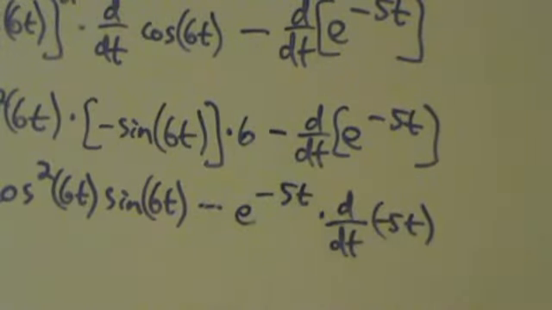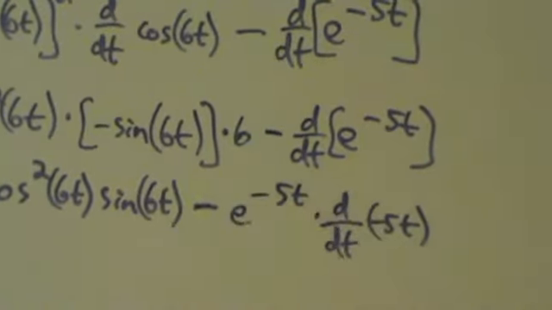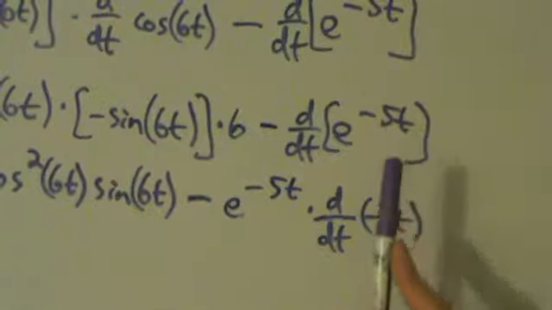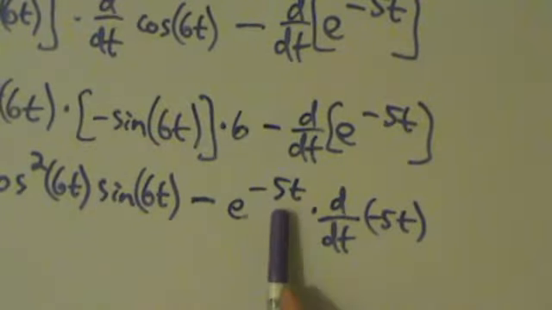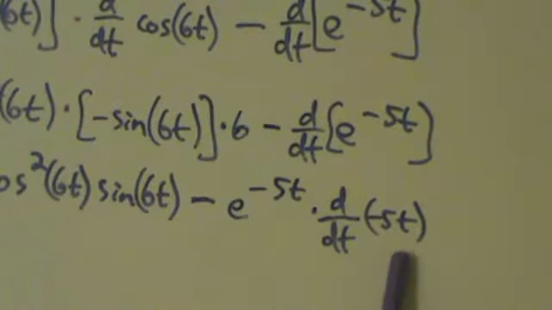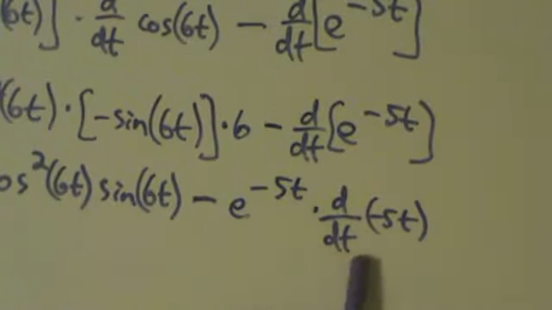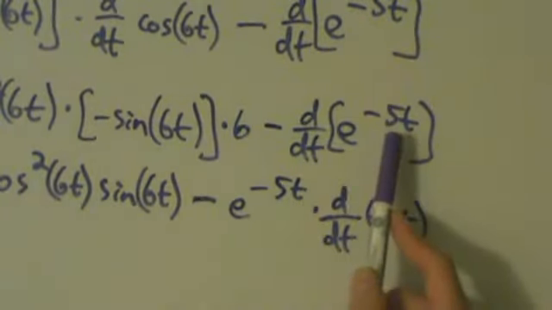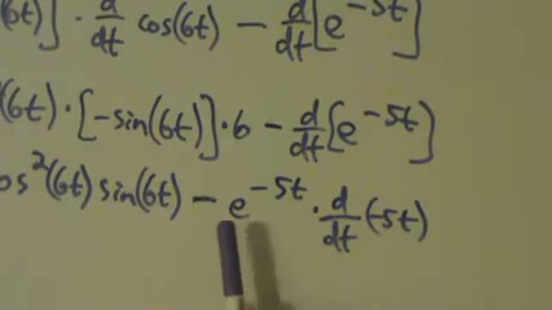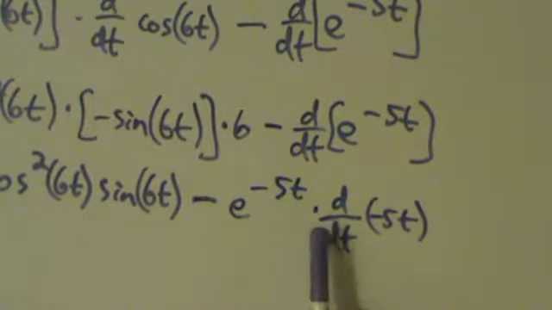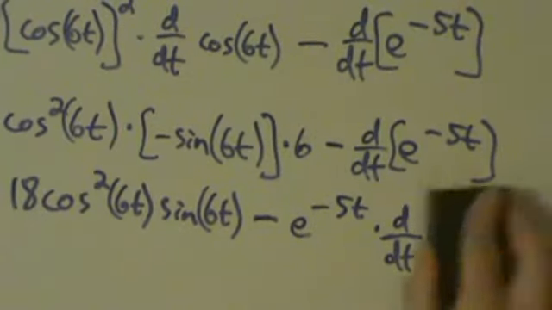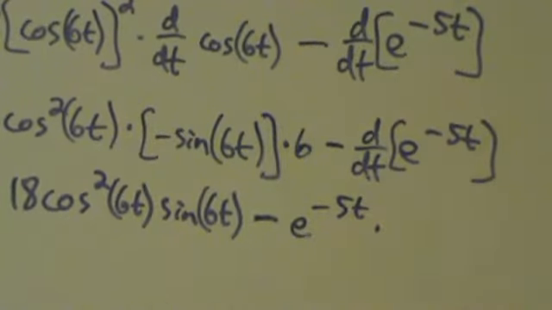Probably a better way to remember that is to say, if you want to take the derivative of e to a thing, then that's going to be e to that thing times the derivative of that thing. Okay, so that's probably the phrase you want to remember: the derivative of e to a thing is e to that thing times the derivative of that thing. All right, so that's what's going on here. So d/dt of negative 5t is just negative 5. So let's go ahead and write that here.